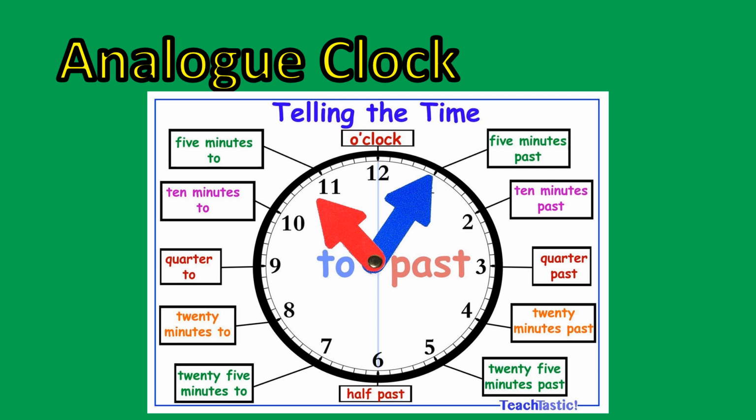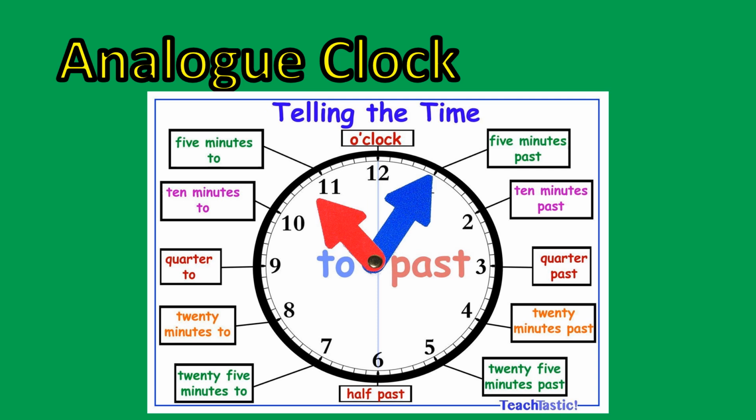This clock has two hands, one which is the big blue hand which points to the minutes, and one which is a little red hand that tells us the hour. You can see that we can split the clock down the middle so it's in half, and one side is past and the other side is to.